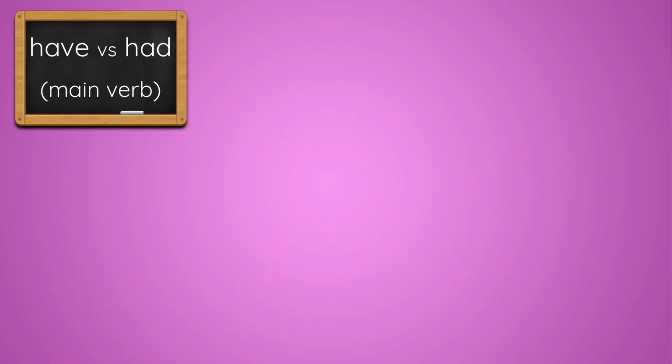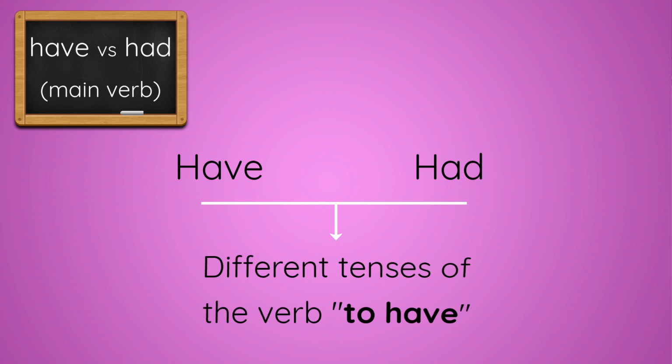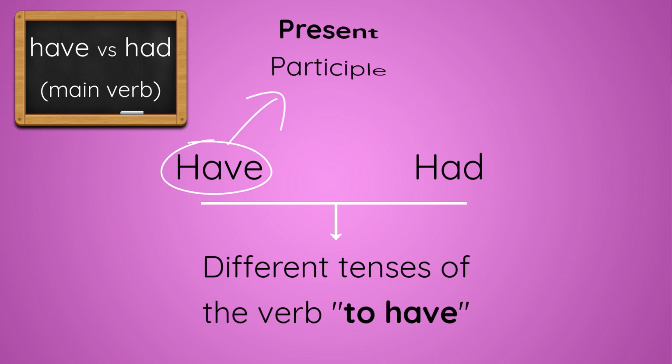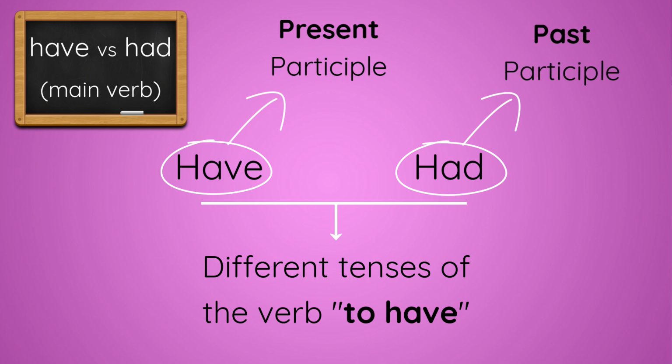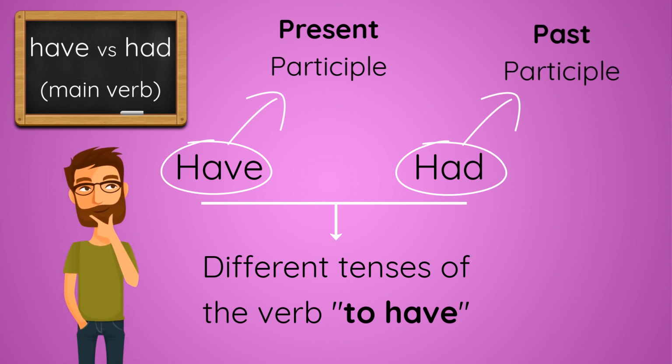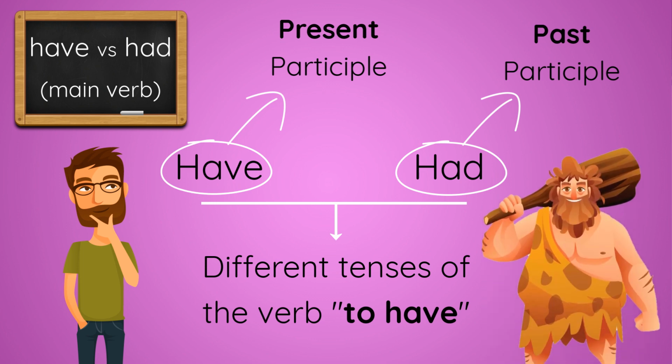Have versus had as a main verb. Actually, have and had are different tenses of the verb to have. Have is the present tense and had is the past tense. Therefore, when talking about the present time, we use have. And when talking about the past, we use had. Now, let's review the meanings and usages of the word.